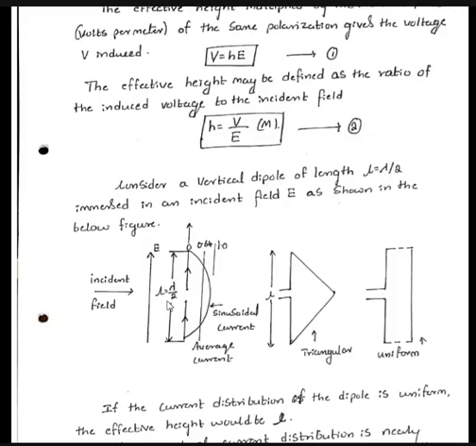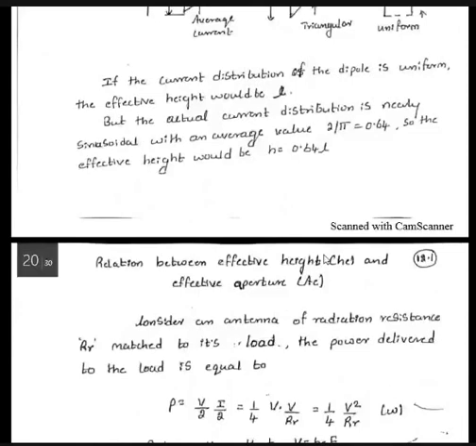Now if we consider the current distribution as nearly sinusoidal, then the effective height h E is equal to 0.64 L. And if we have a current distribution as triangular, as you can see in the second figure, then the effective height will be 0.5 L.